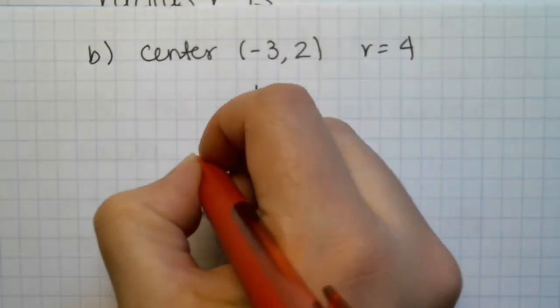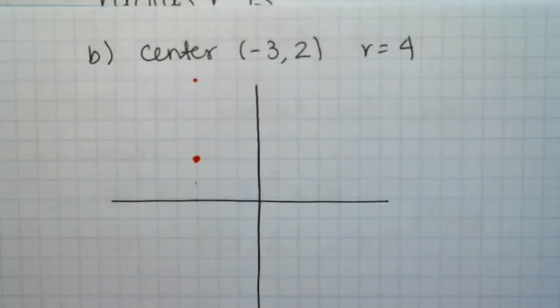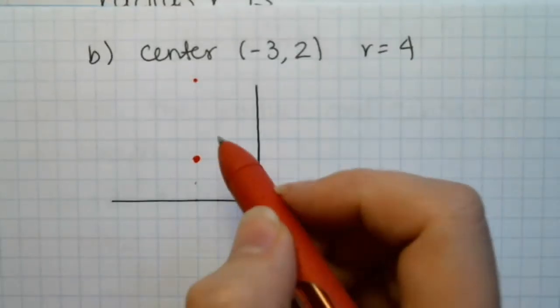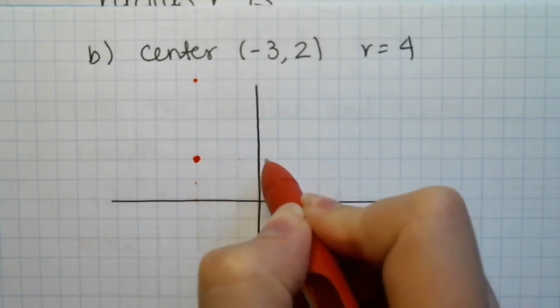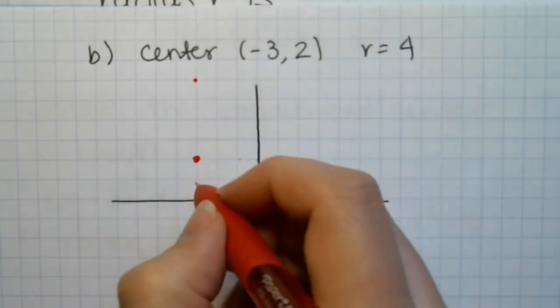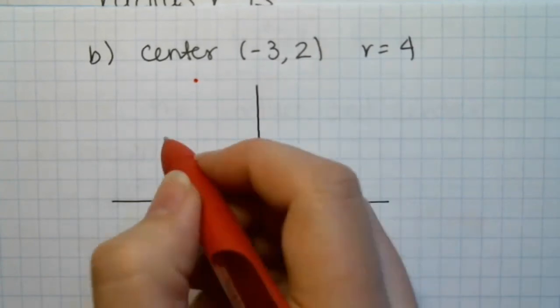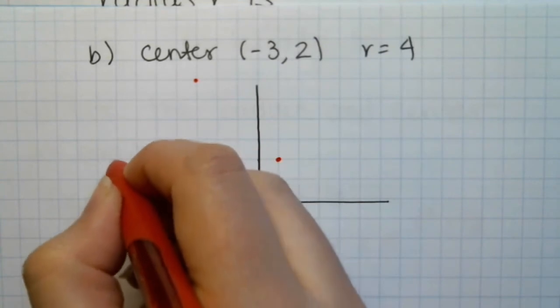So we're going to go straight up and go 1, 2, 3, 4. So this is going to be a point on the edge of the circle. We're going to go to the right, 1, 2, 3, 4. This is going to be a point on the edge of the circle. Down, 1, 2, 3, 4. That's a point on the edge of the circle. And to the left, 4.